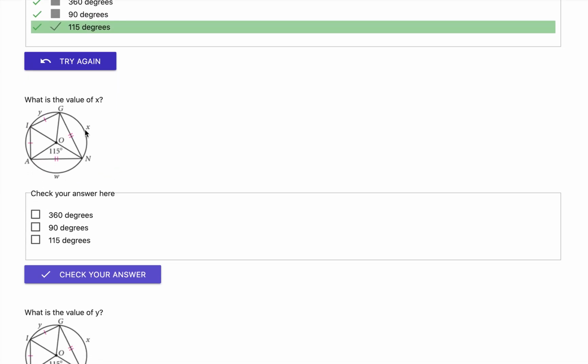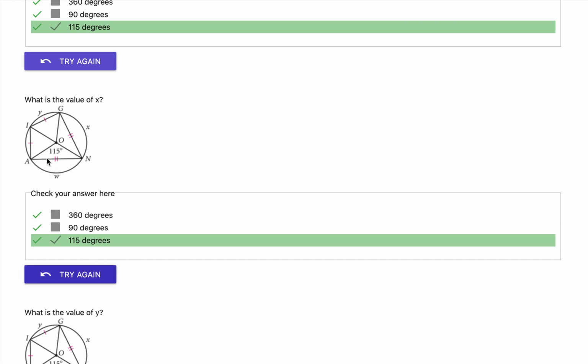Very similar question, same picture. Now we're looking for the arc X. How many degrees is the measurement of arc X? Arc X is also 115 degrees because we have this chord AN, which is congruent to chord GN, making arc W congruent to the measurement of X. So they're both going to be 115 degrees.